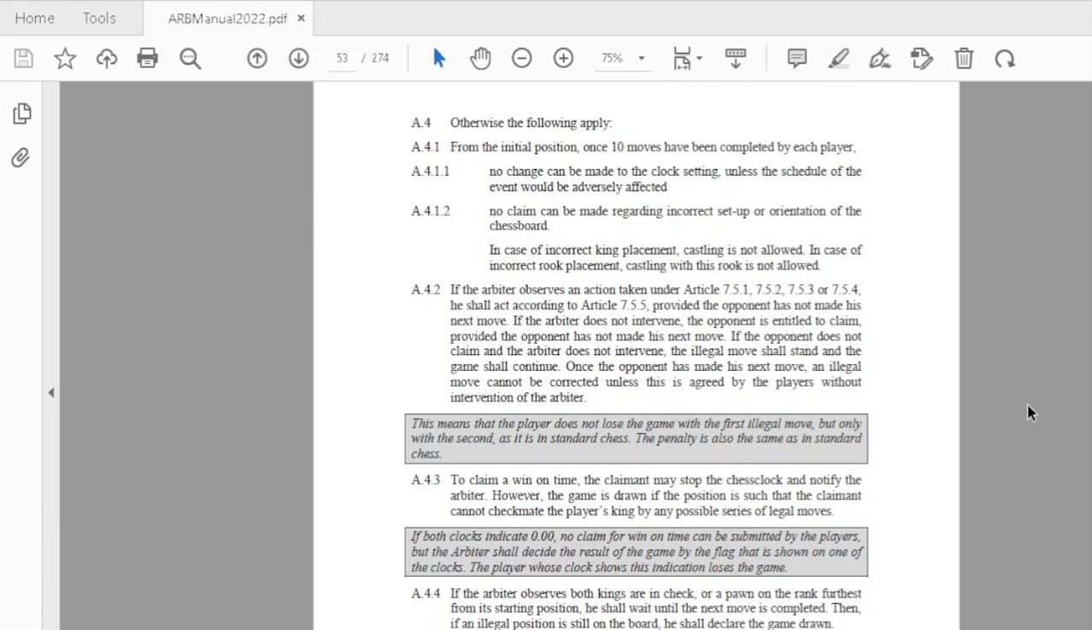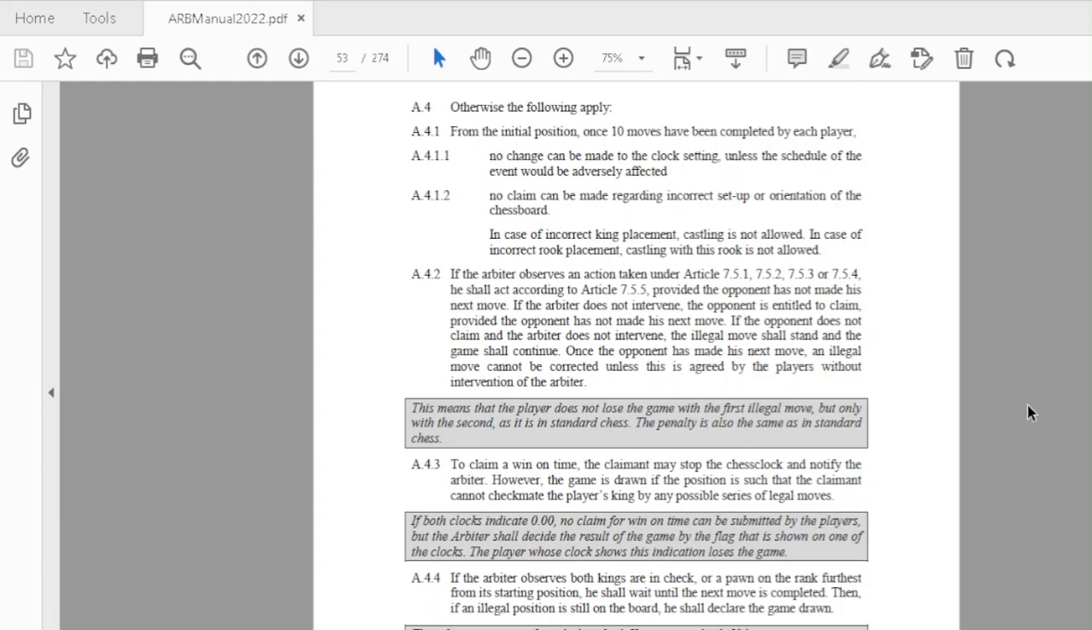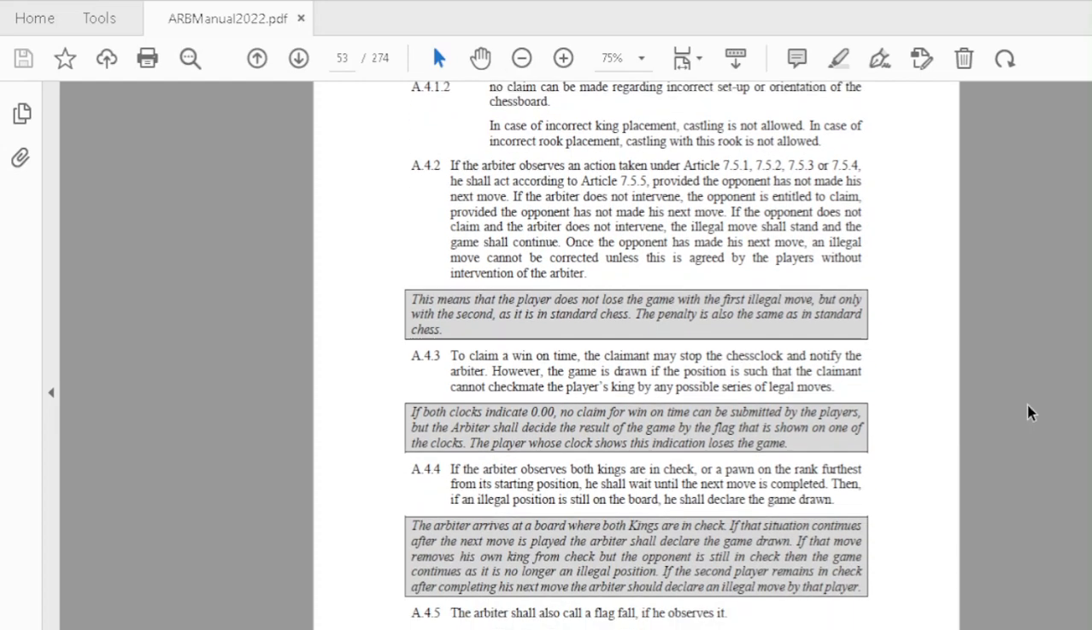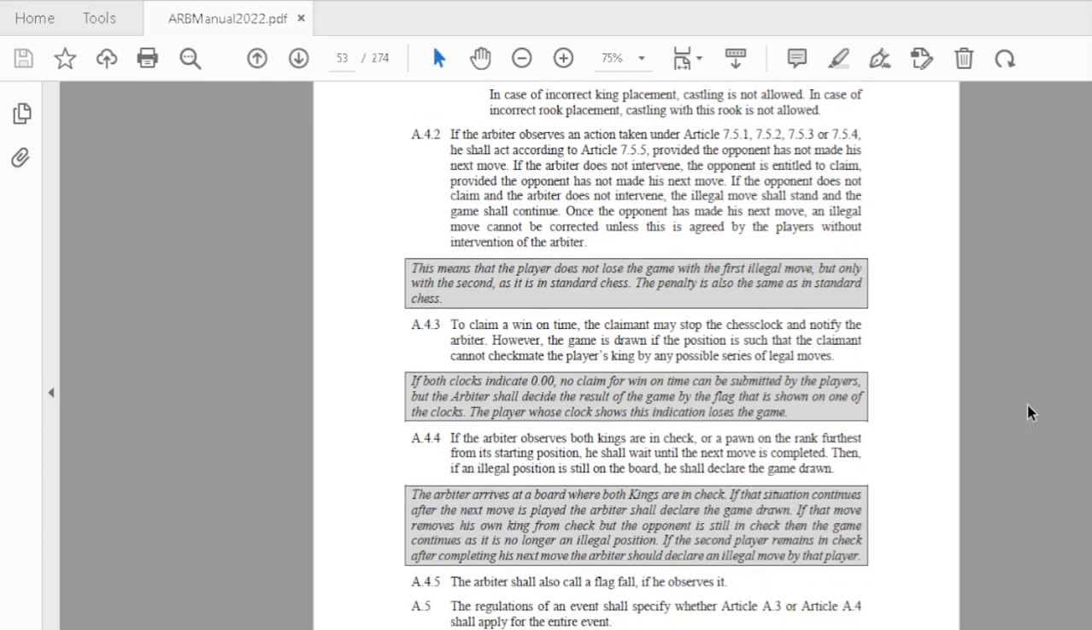Okay, 4.3, reclaim a win on time. That's just, I want to almost say normal things. 4.4, the arbiter observes the king is in check or a pawn on the rank furthest from its starting position, he shall wait until the next move is completed. That's a little bit different to standard, that if arbiters see, let's say, funny stuff, positions that don't make sense, then he must actually wait for the next move before he can act. Then if the illegal position is still on the board, then he shall declare the game a draw.